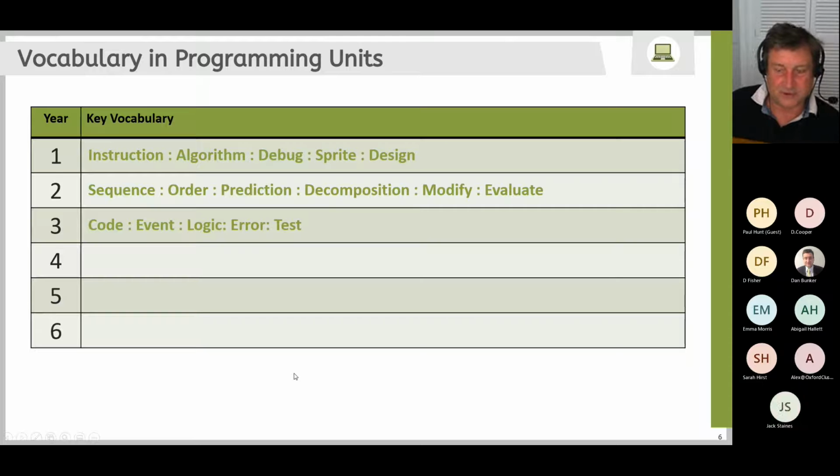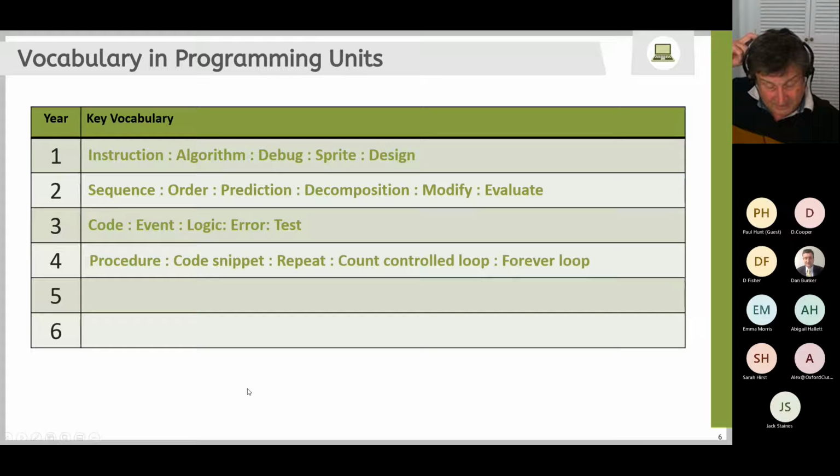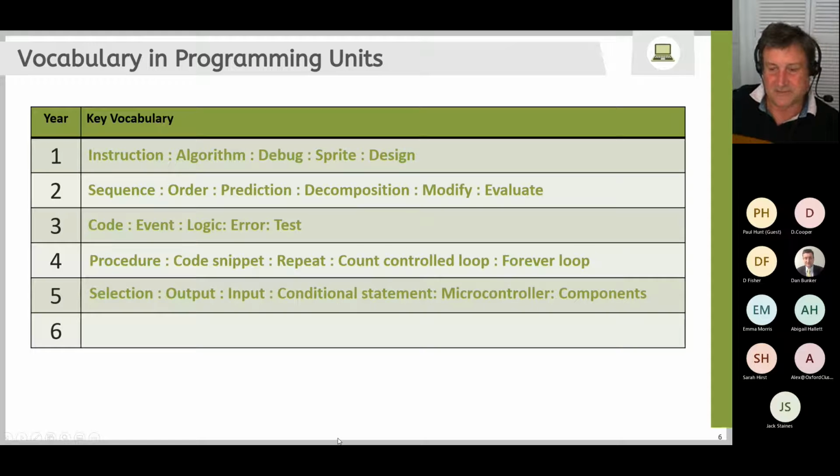We get into coding, events, logic, and then in year 4 procedures, which are code snippets that can be reused. We get our first loop using repeat, and then we have forever loops and count controlled loops. And then in year 5 we start getting selection. That's when we get the if then statements, and we get conditional statements, like if then and else.